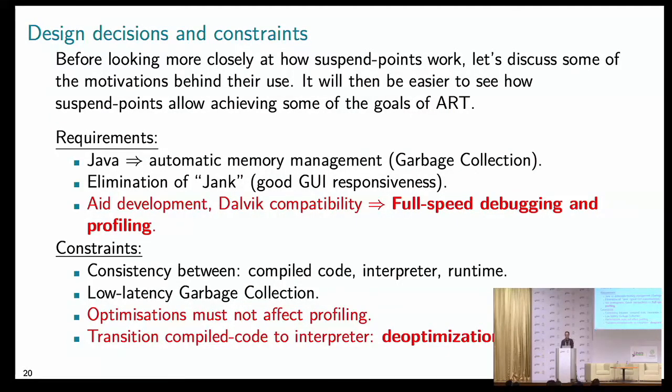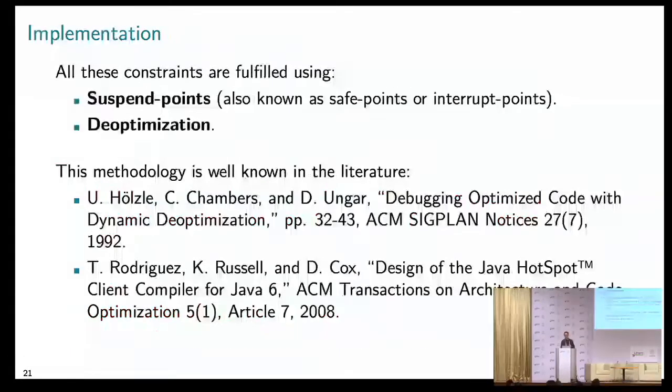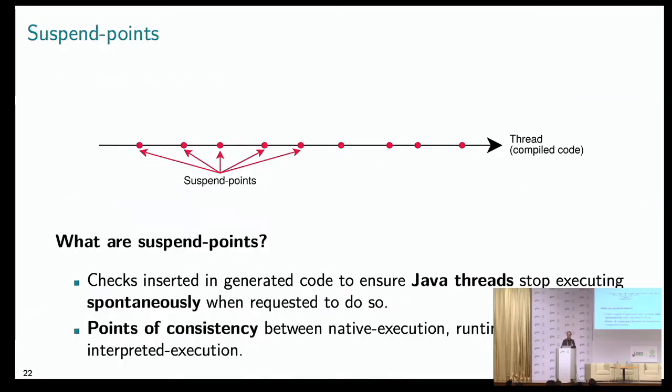And I hope that by considering this, you will be able to understand why suspend points are made in the way they are made. In particular, suspend points, which are also often called in literature save points or interrupt points, are a technique that has been in use for quite a while. In this paper from 1992, you find quite a nice description of how this methodology works. And it's a frequent methodology in Java. So what are suspend points? Suspend points are checks inserted into the generated code to make sure that the Java threads stop executing in a spontaneous way when they're requested to do so.